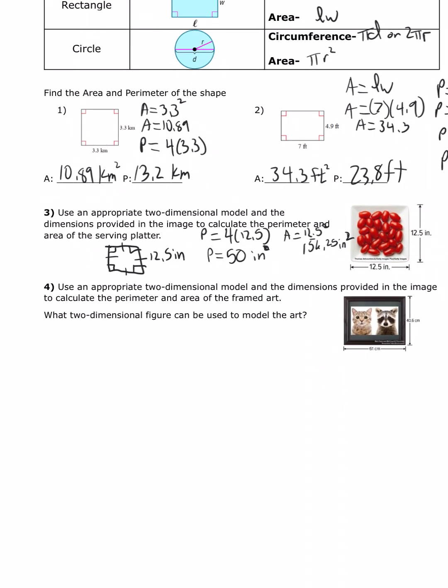All right, next we're going to have another two-dimensional model for this picture frame. And to me, with one side is 61 and the other side is 40.6, that means it's a rectangle. So again, we have 4 right angles, but we're going to have 2 different side lengths. And we model that with 2 different types of tick marks, one with a single tick mark and one with a double tick mark. The single tick mark is 61 centimeters. The double tick mark is 40.6 centimeters.